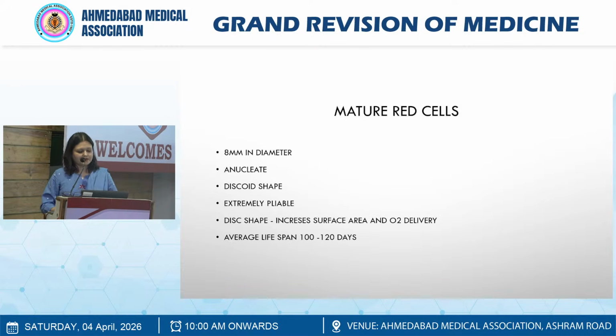Now, what is the characteristic of mature red cell? It is 8 micrometers in diameter. They are anucleated. There is reticulocyte or nucleated. Discoid shape, extremely pliable. It is a disc shape. So it has more surface area, so it delivers more oxygen to the tissue. Average lifespan is 100 to 120 days.